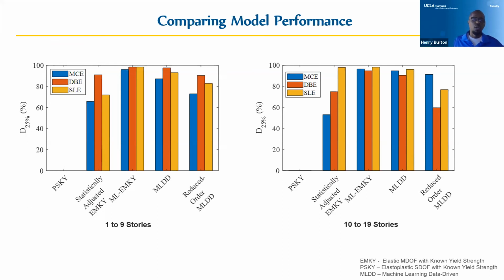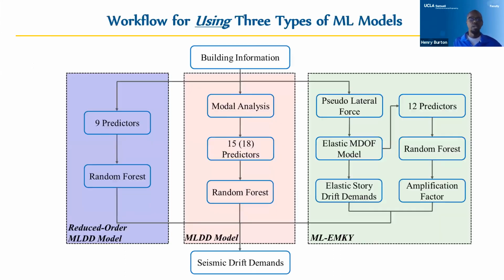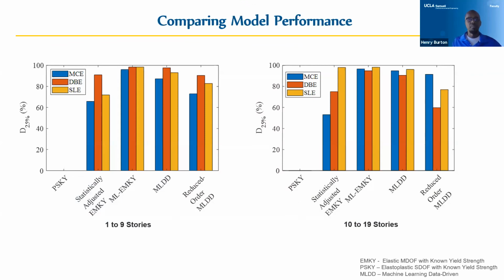And then for the machine learning hybrid model, the one that's shown in the middle, that one actually performed the best. And if you go to the far right, that's the reduced order MLDD model. So that's the one where you're only using a small number of predictors, right? The performance is not as good as you would expect, but it's actually pretty decent.